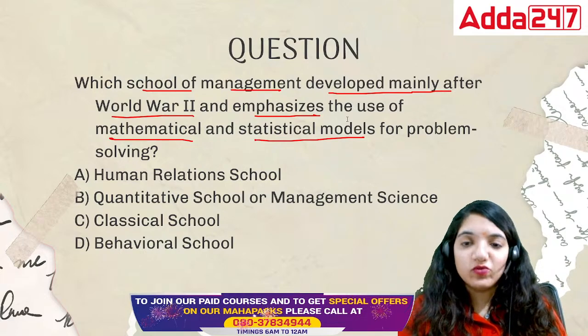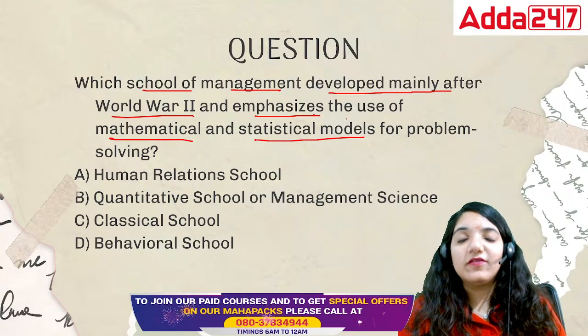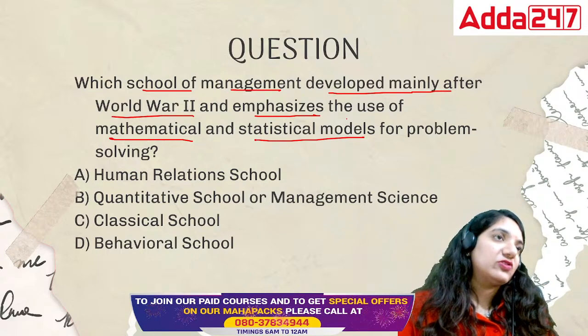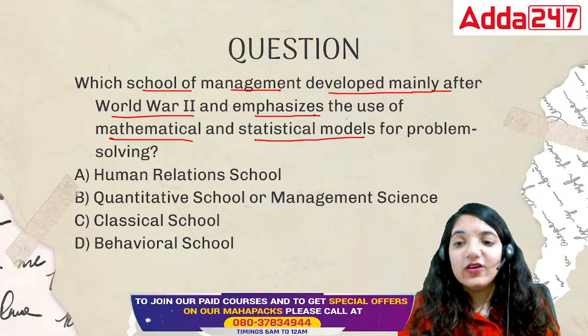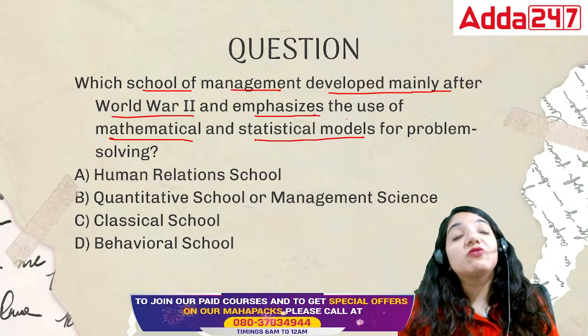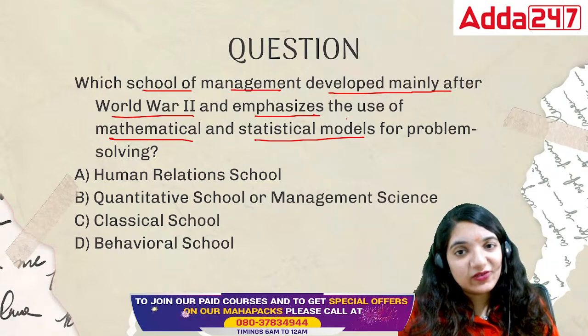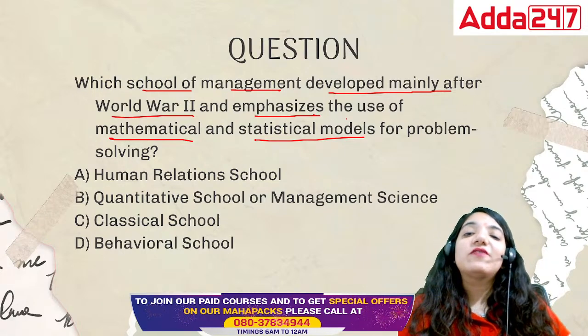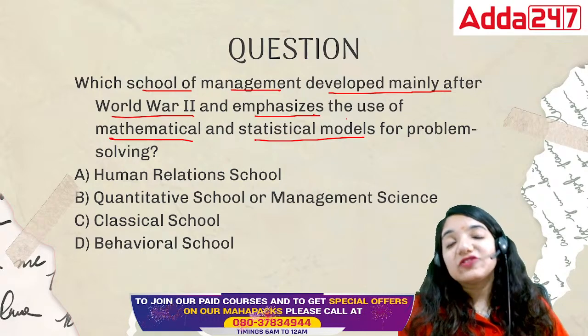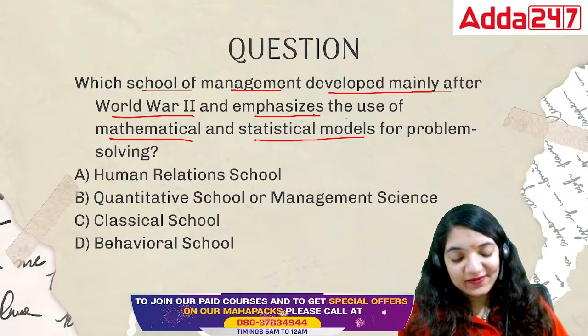This specific school talks about understanding things through equations and statistical measures, which are used in order to understand what is happening exactly now. So in this case, when you're trying to quantify the humans that are working with us, you're trying to quantify the various models, that is the quantitative school or management school.